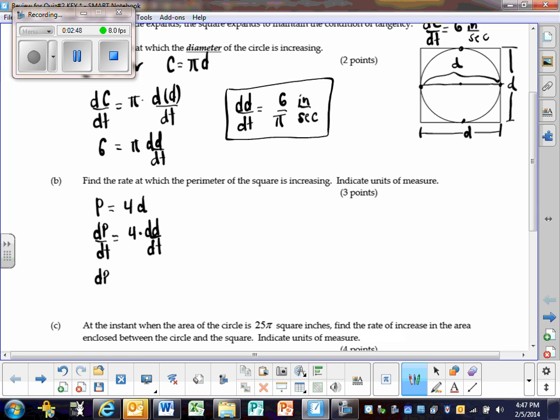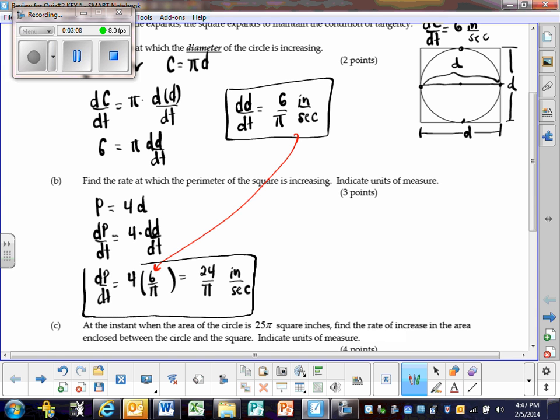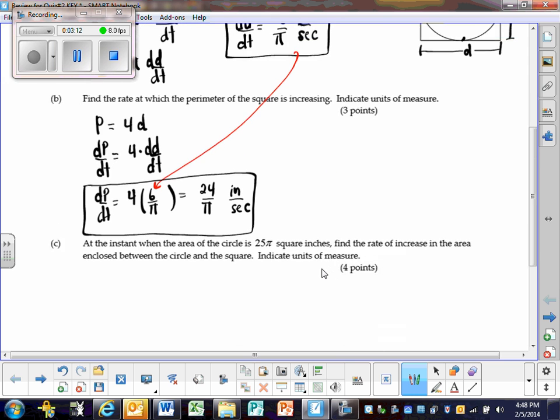The derivative of p with respect to time is then 4, and I can substitute the previous value into this equation. So I have 6 over pi, so that gives me 24 divided by pi. Perimeter is still measured in inches, and time is still measured in seconds. Again, do not allow pi to levitate into the numerator of your fraction.